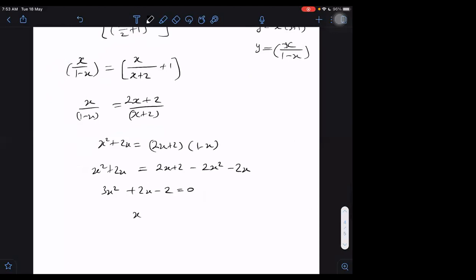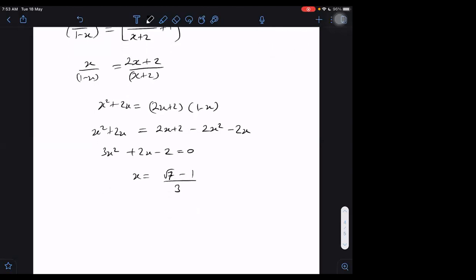So x is equal to root 7 minus 1 by 3. Root 7 minus 1 by 3 is right. So what would be our resistance at last? Our resistance will be x times R in ohms again. So it will become (root 7 minus 1) by 3 into R. That is the answer.